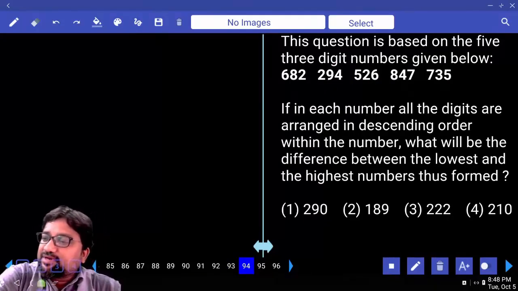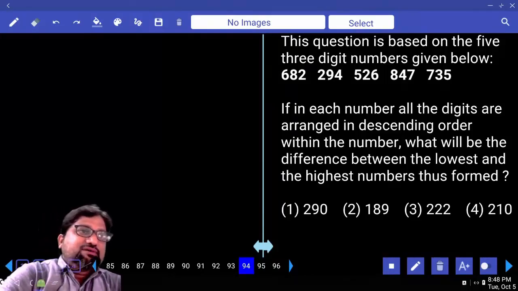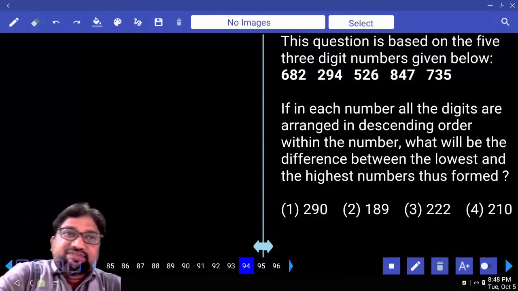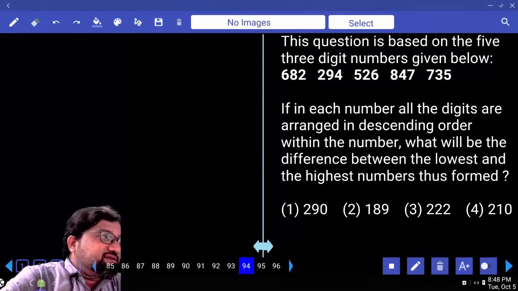If in each number all the digits are arranged in descending order within the number, then what will be the difference between the lowest and the highest numbers thus formed? The lowest and highest numbers thus formed. All the digits are arranged in which order?